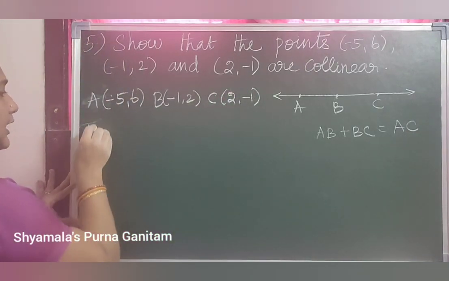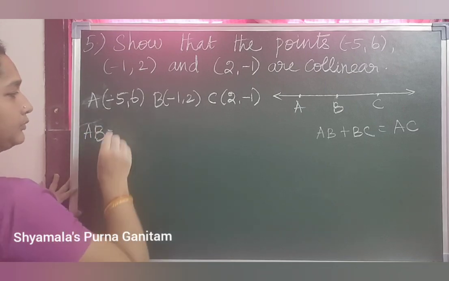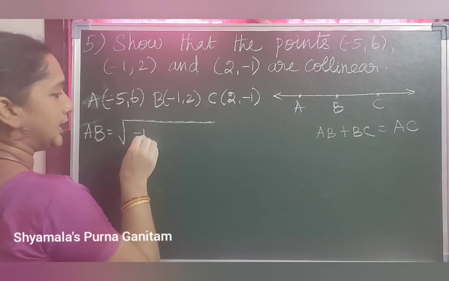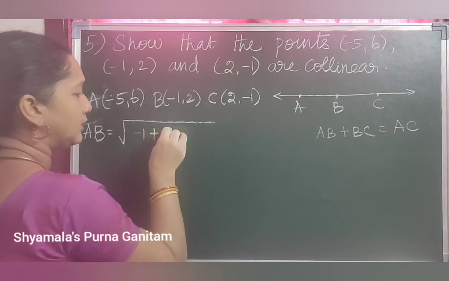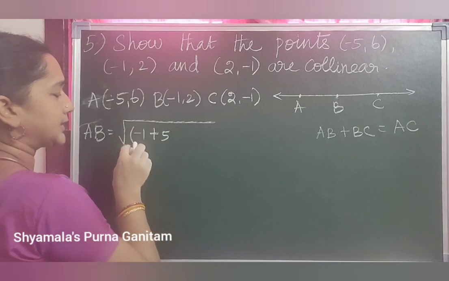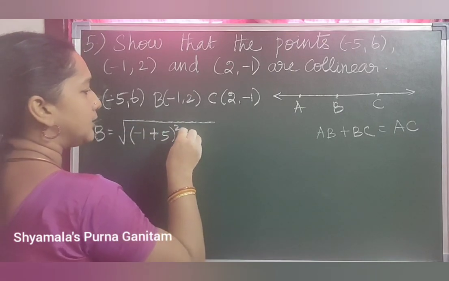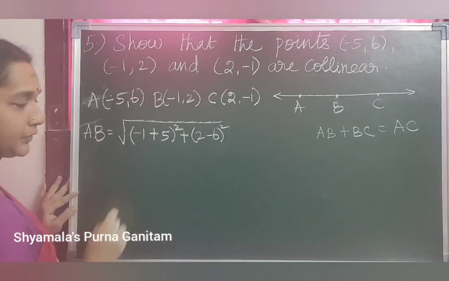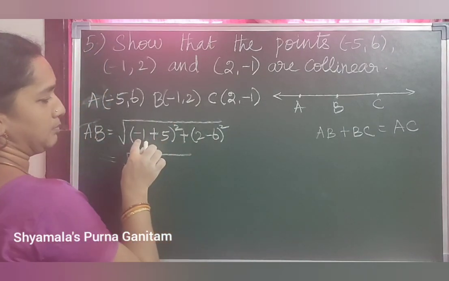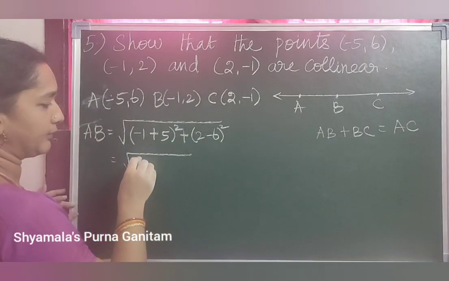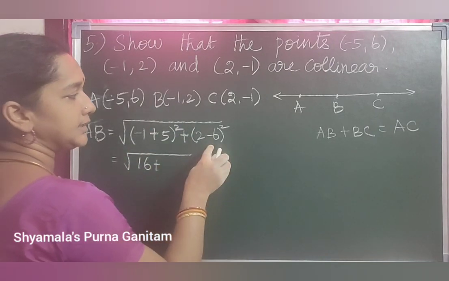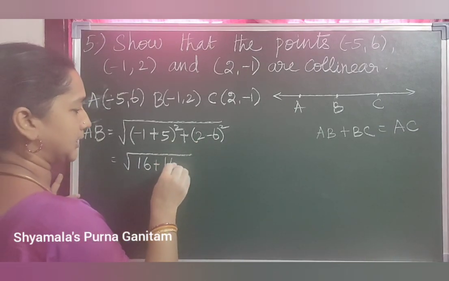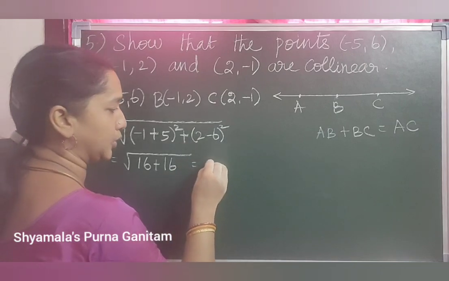So, distance between AB is equal to root of x2 minus x1, minus of minus I get plus, x2 minus x1 the whole square plus y2 minus y1 the whole square. Okay, so this one minus 1 plus 5 is 4. 4 squared is 16, plus this one also 2 minus 6 is minus 4 the whole square, that is 16. So 16 plus 16 is 32. Root 32.